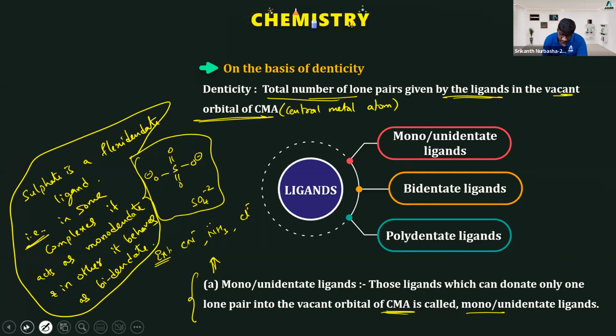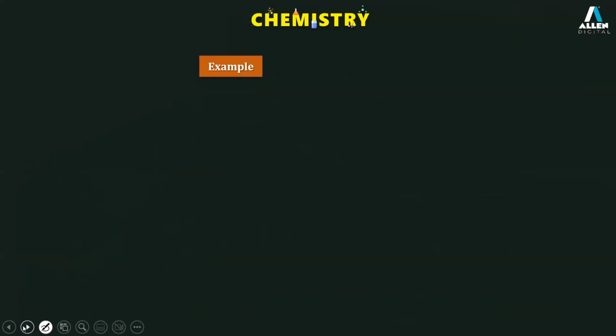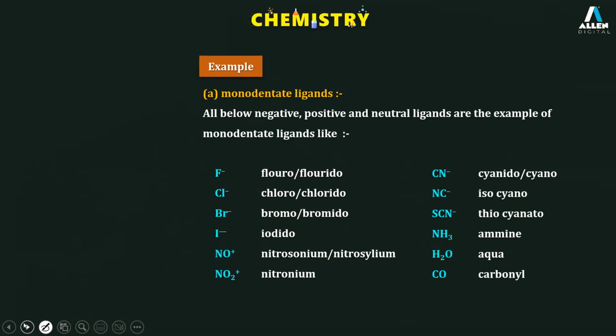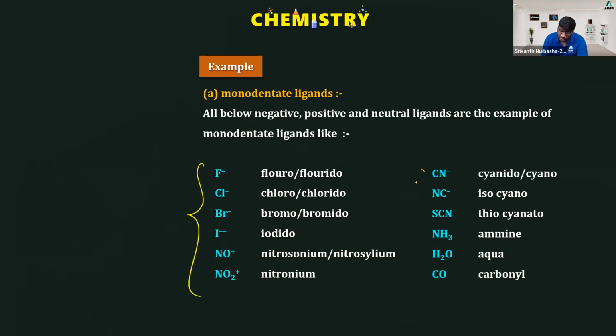What is bidentate? It can donate two lone pairs of electrons. You can list out the monodentate ligands. Examples you can note down, students. All the below negative, positive, and neutral ligands are examples of monodentate ligands: F minus, Cl minus, Br minus, I minus, NO plus, NO2 plus, CN minus, NC minus, SCN minus, NH3, H2O, CO. You don't need to write these separately. Earlier we listed the types of ligands on the basis of charge. There we only have to mention which is monodentate and which is bidentate. We have not discussed any bidentate ligands there, so you can simply write mono there. Monodentate ligands are those which donate only one electron pair into the vacant orbital of the central metal atom.